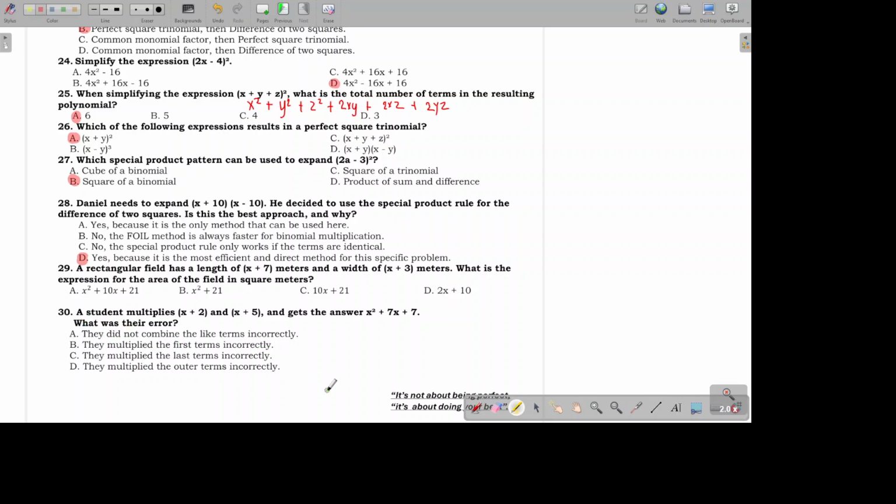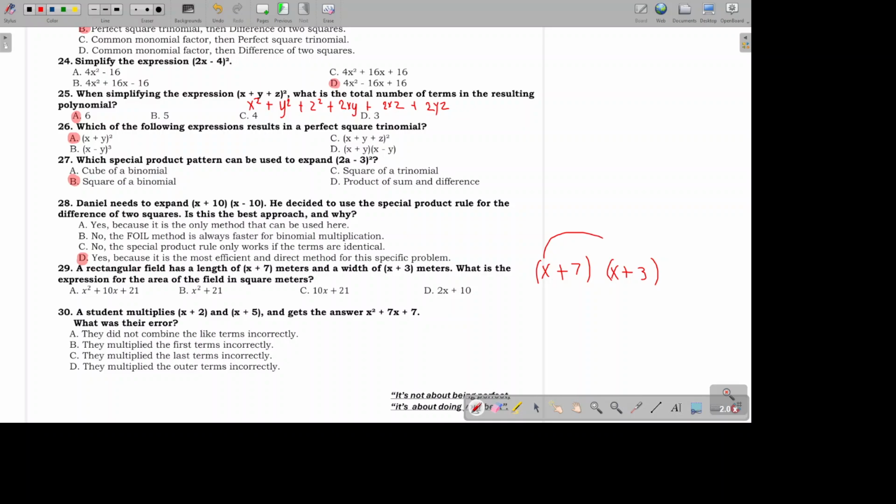Okay, number 29. A rectangular field has a length of x + 7 meters and a width of x + 3 meters. What is the expression for the area of the field in square meters? So this is multiplying a binomial by a binomial, and in doing so, we use the FOIL method. Just in case you forgot about it already, let me do it for you. (x + 7) times (x + 3). FOIL stands for first, outer, inner, last.